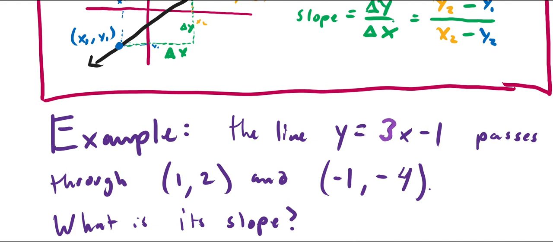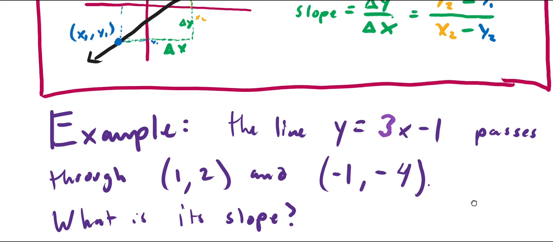So let's do another example. Let's say we have the line y equals 3x minus 1. Now it passes through the point (1, 2). You can get that by plugging in 1 for x. 3 minus 1 is 2. And then (-1, -4). Negative 1 times 3 is negative 3, minus another 1 brings us down to negative 4. So the line is satisfied by these two xy pairs.